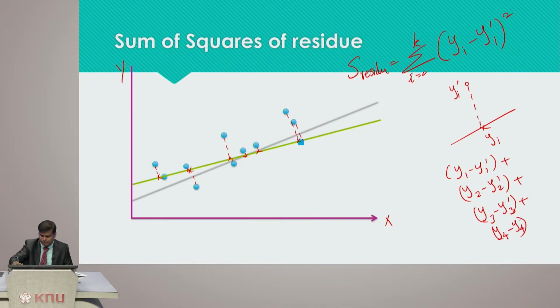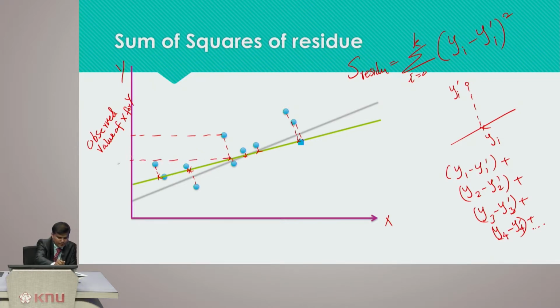And so on. As you go across this whole thing, if you project it over to the y-axis, what you get is the observed value of y. That is your actually observed value, and the predicted value is over here. This is the predicted value.